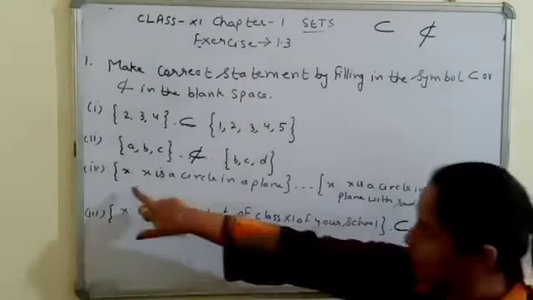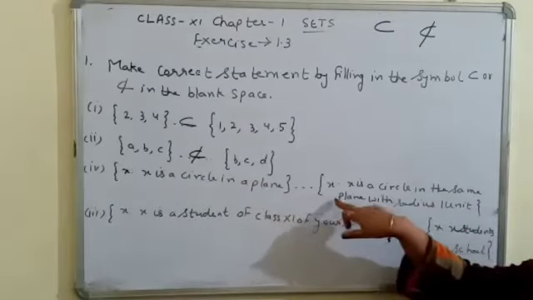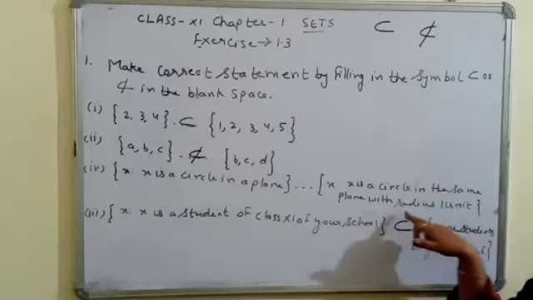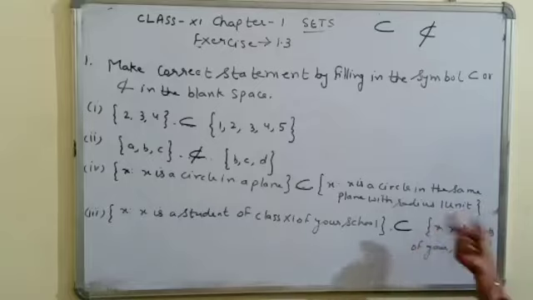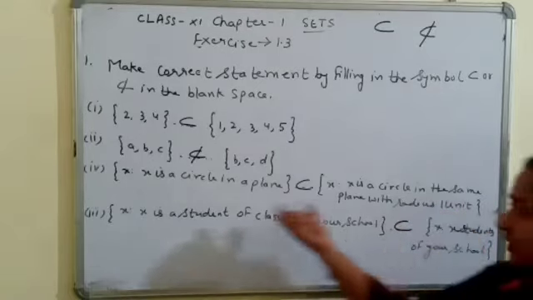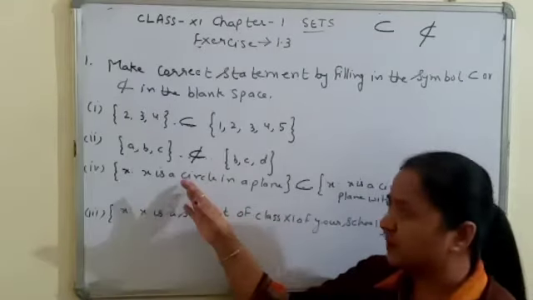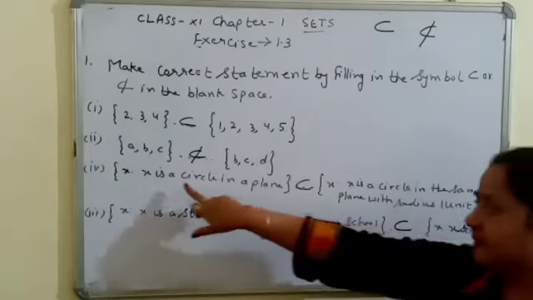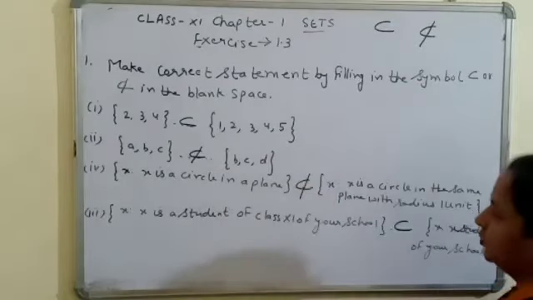Part 4 of question 1: {X: X is a circle in a plane}. Is this a subset of {X: X is a circle in the same plane with radius 1 unit}? No, it's not a subset, because for the superset we have the condition that the radius should be 1 unit, and for the first set a particular radius is not given to us. It may be 1 unit, 2 units, 3 units, and for the second one the radius is fixed. So we can't say the first set is a subset of the other. So this is not a subset.